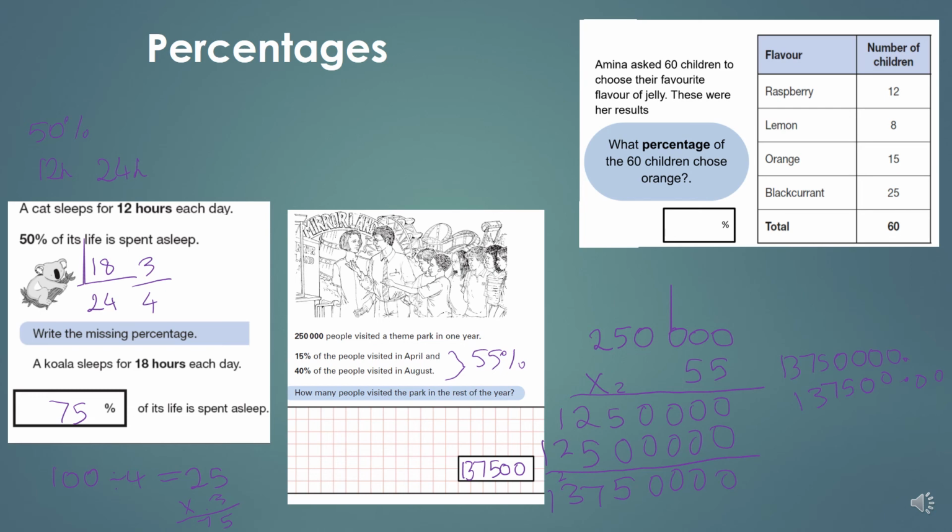Okay, Amina asks 60 children to choose their favourite flavour of jelly. These were her results. Raspberry, 12 children, lemon, 8 children, orange, 15 children, blackcurrant, 25 children, and that's a total of 60 added together. What percentage of the 60 children chose orange? So, first of all, we need to look.